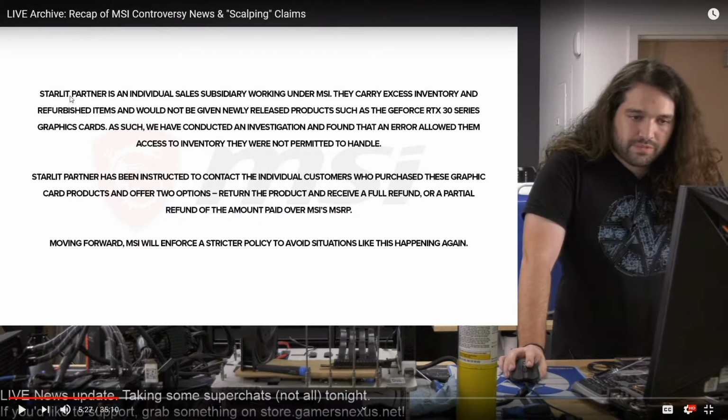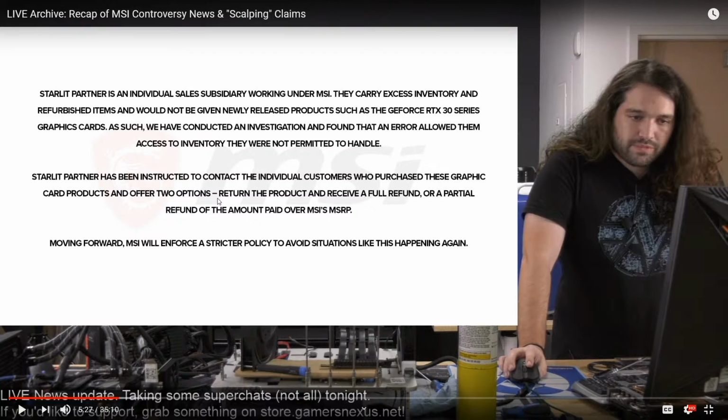So the official statement here: Starlit Partner is an individual subsidiary working under MSI. They carry excess inventory and refurbished items and would not be given newly released products such as the GeForce RTX 30 series graphics cards. As such, they have conducted an investigation and found that an error allowed them to access inventory they were not permitted to handle. Starlit Partner has been instructed to contact the individual customers who purchased these graphics card products and offer two options.